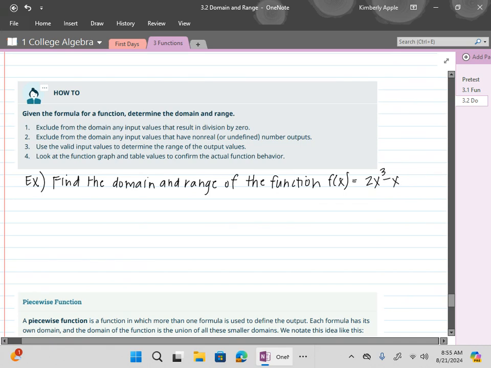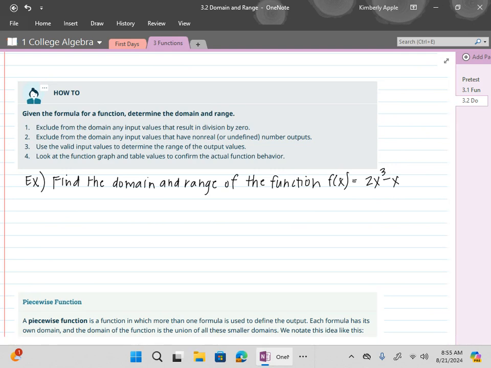All right, so notice I've got a list of how-to steps here if you kind of forget where you're going. Exclude from the domain any input values that result in division by zero. Do we have any possibility of division by zero? No. Exclude from the domain any input values that have undefined number outputs or non-real, and that means the negative in the square roots. Is there a root anywhere? No. So there are no restrictions on the domain.